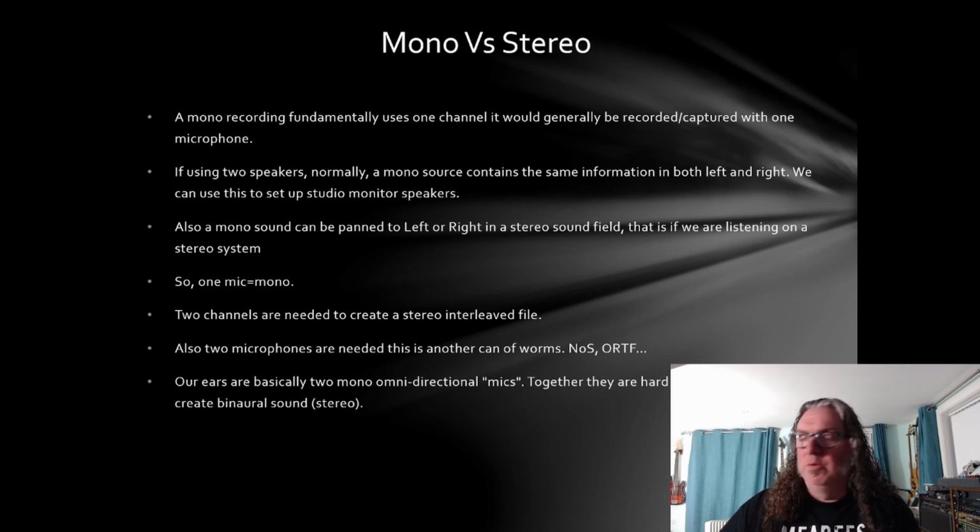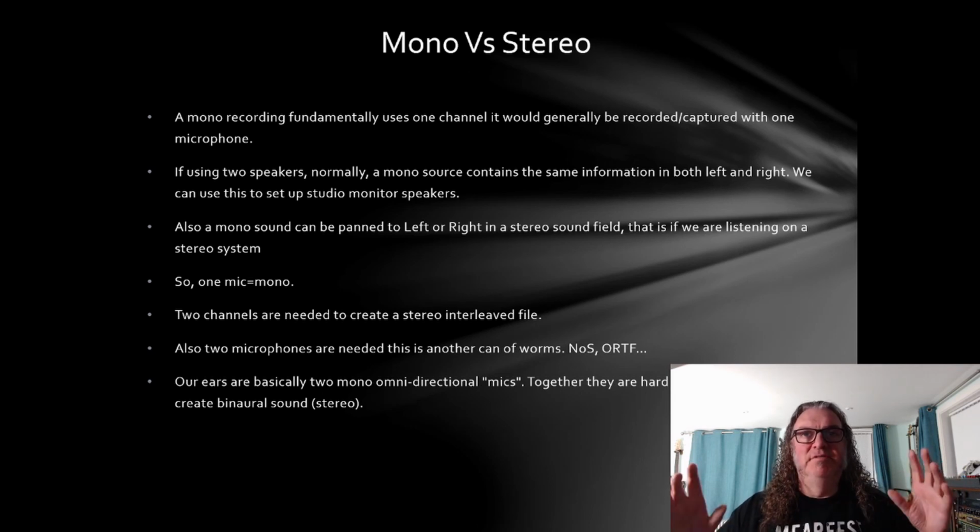So, our ears are basically two omnidirectional mics, together panned hard left and right. And the whole idea of these developed from when we were cavemen and cave girls running away from big saber-toothed tigers, so we could kind of hear where they were coming from, and it gives us that sense of being able to locate sound.